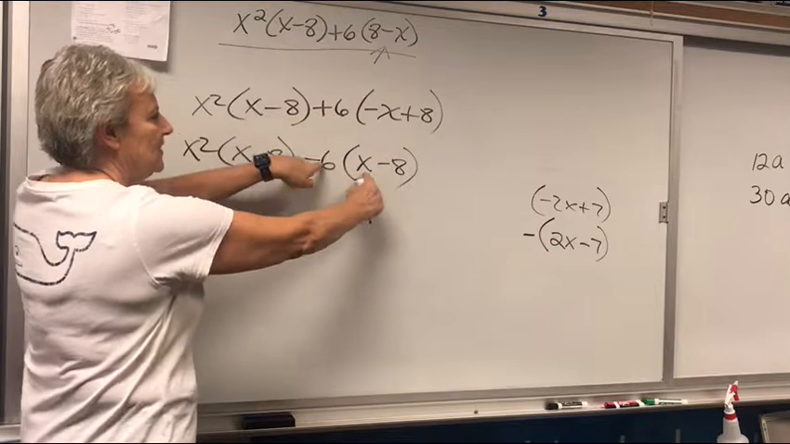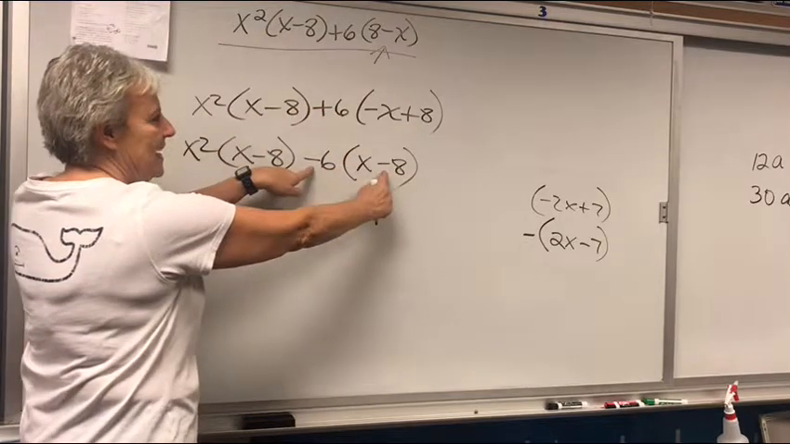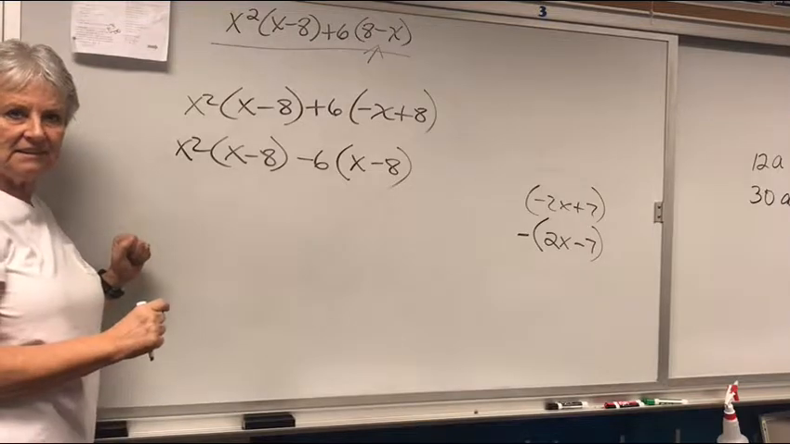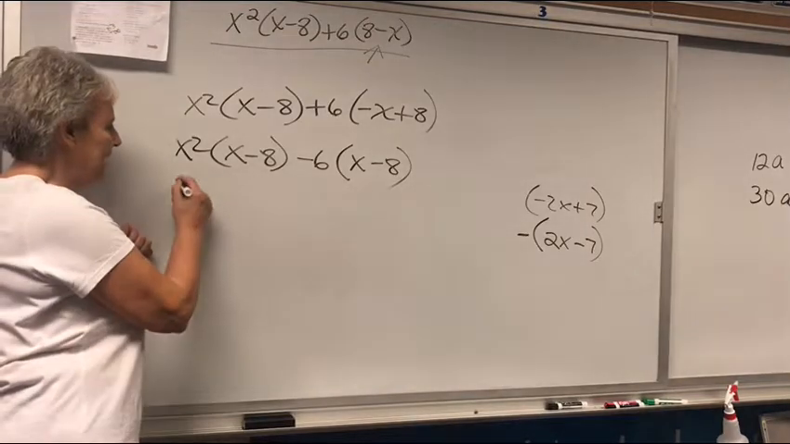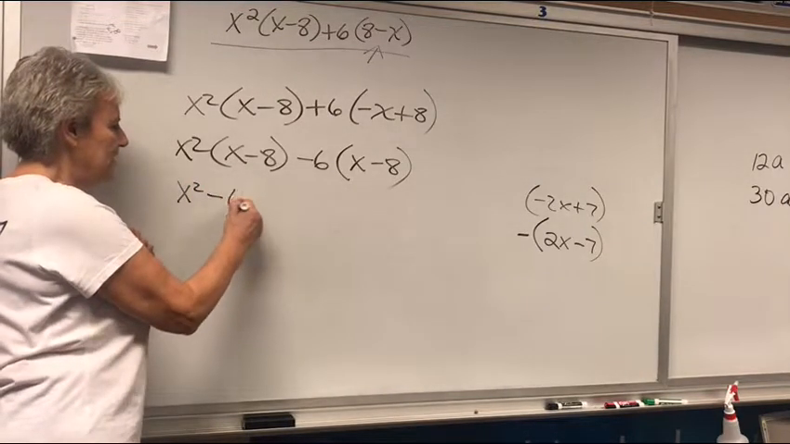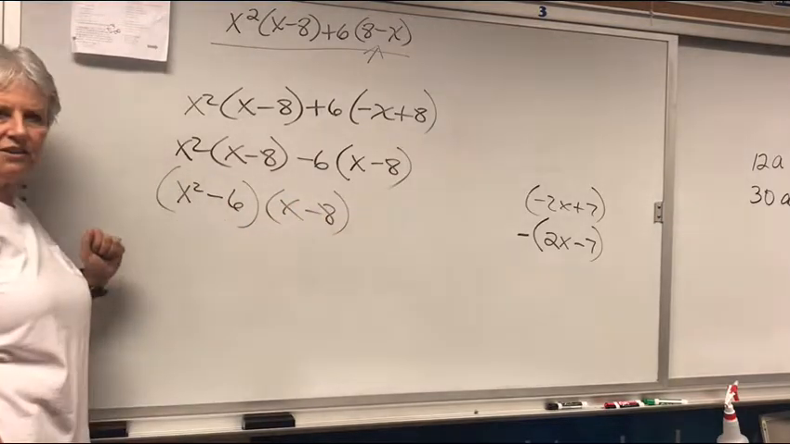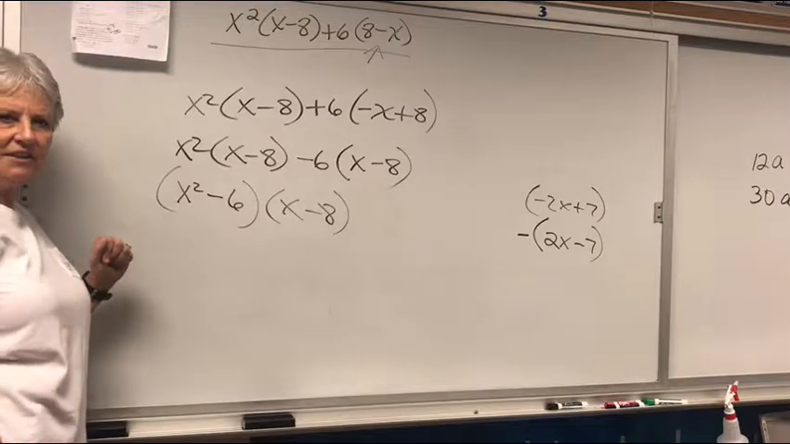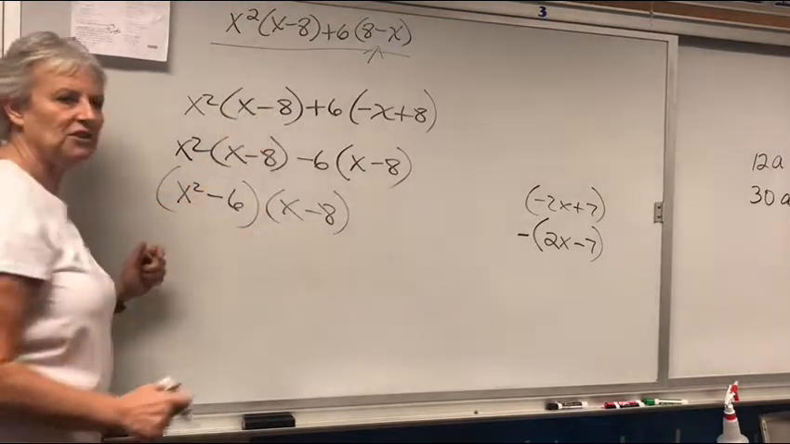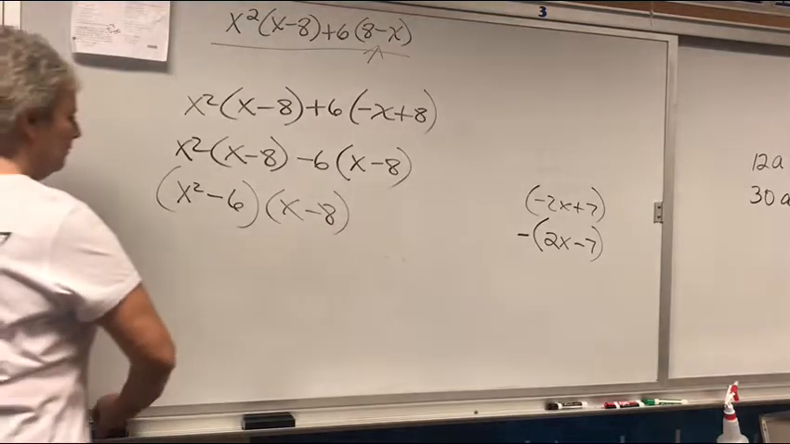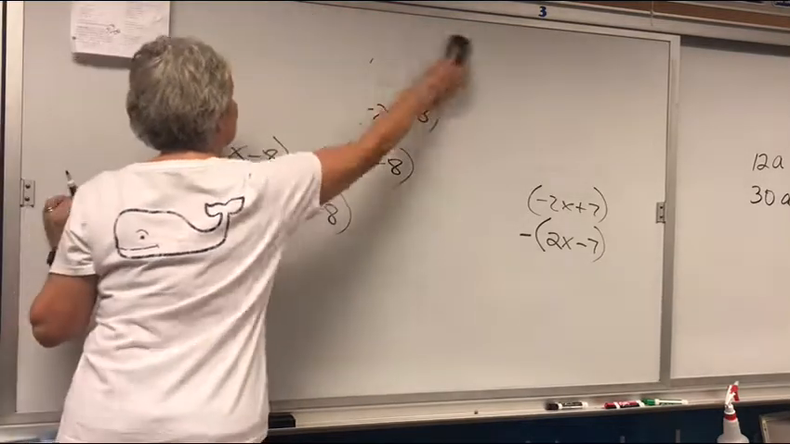Negative 6x, positive 48, but the negative is not a leading coefficient because it can't be. All right, so then we get x squared minus 6, x minus 8. Doesn't matter which one you write first. That is completely factored. This is equal to the original. I would prove it to you, but you just have to take my word for it because I don't want to multiply that right now.